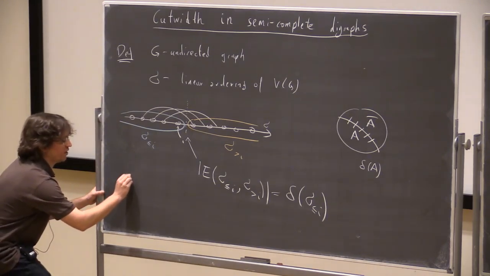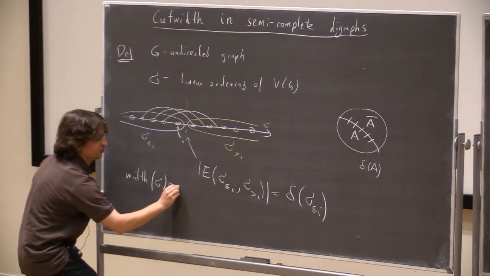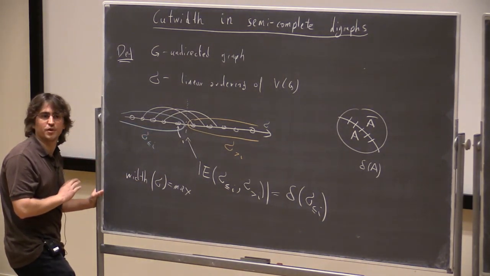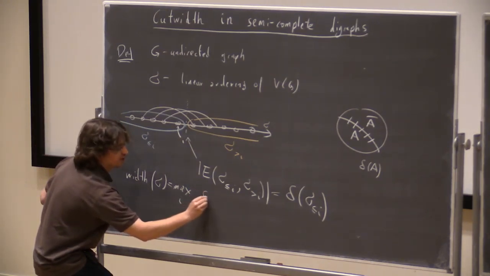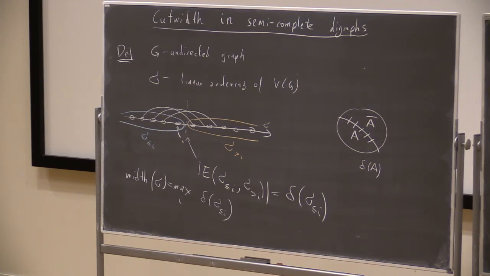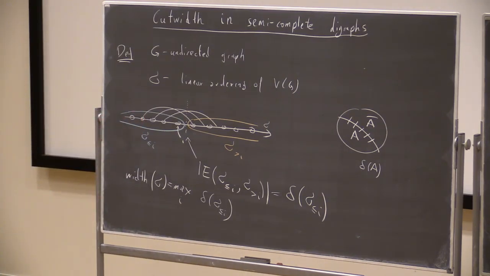So now I will say that the width of this ordering sigma is just the maximum of the number of edges I get for any such partition into prefix and suffix. Yeah? So this is the maximum over i of delta of sigma smaller or equal to i. Right? So this is the width of the ordering, and the cutwidth of a graph is the smallest possible width of a vertex ordering of my graph. Right? So essentially, a graph has cutwidth k when I can sweep it from the left to the right, seeing k edges at a time. Yeah, so it looks like a sausage of edge width k.